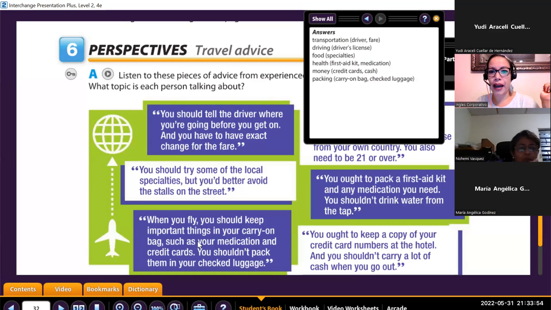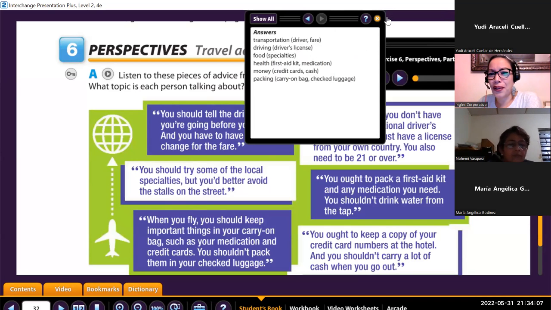Packing. That can be about packing. Yes, excellent. Now you should try some of the local specialties. You'd better avoid the stalls on the street. Food. And yes, they're talking about food.